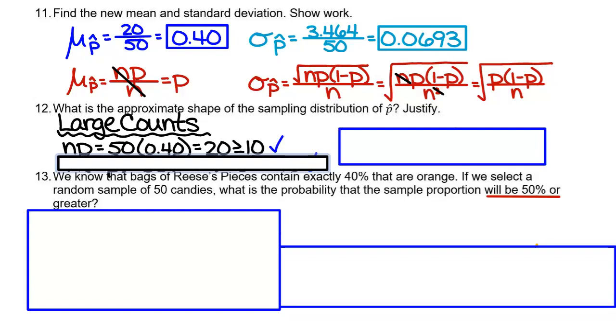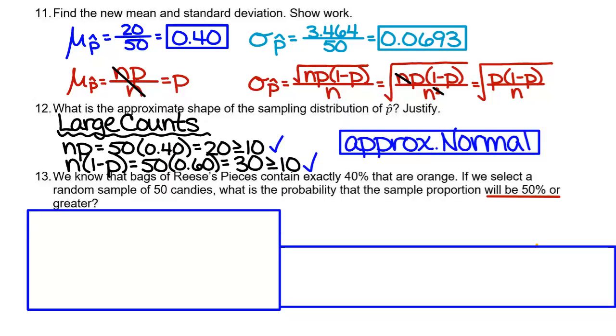So checking my large counts, I still do n times p and n times 1 minus p. What is n times 1 minus p here? 30. Are they both at least 10? Yeah. So what is my shape? Normal. Approximately normal, technically. Do you guys know the symbol for approximately, the two wiggly lines? You can write that with normal instead of writing out the word approximately.